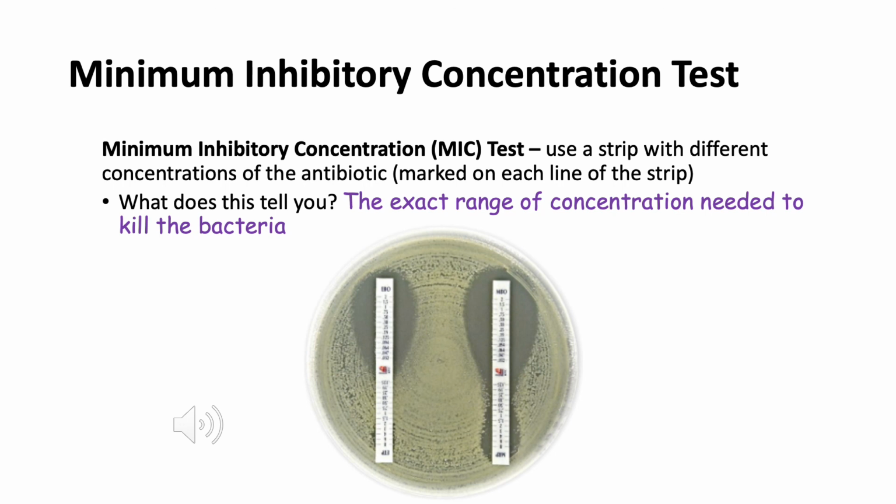It tells you the exact range of concentration that's needed to kill that bacteria. So if you look at the picture, you can see the minimum concentration at which the antibiotic starts to be effective, and you can see the most effective concentration range for that antibiotic on that microbe.